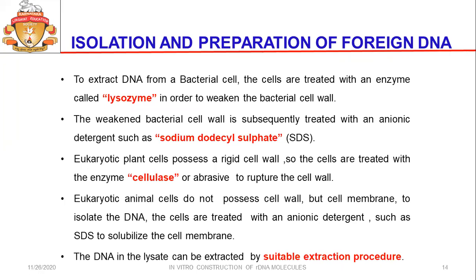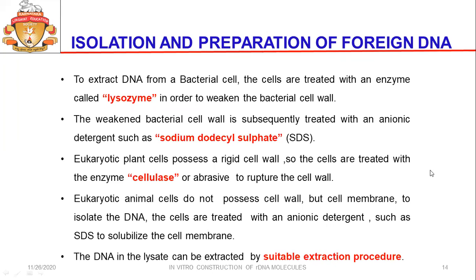Then we come into eukaryotic cells. Plant cells have a rigid cell wall. So to rupture that cell wall, we are treating with cellulase or any other abrasive as such to rupture the cell wall. And then the animal cells do not possess cell wall, they only possess cell membrane, that is plasma membrane. So to isolate DNA, we are again subjecting it to sodium dodecyl sulfate, and we're going to rupture the cell membrane and solubilize it. Now, the DNA in the lysate can be extracted by suitable extraction procedure.